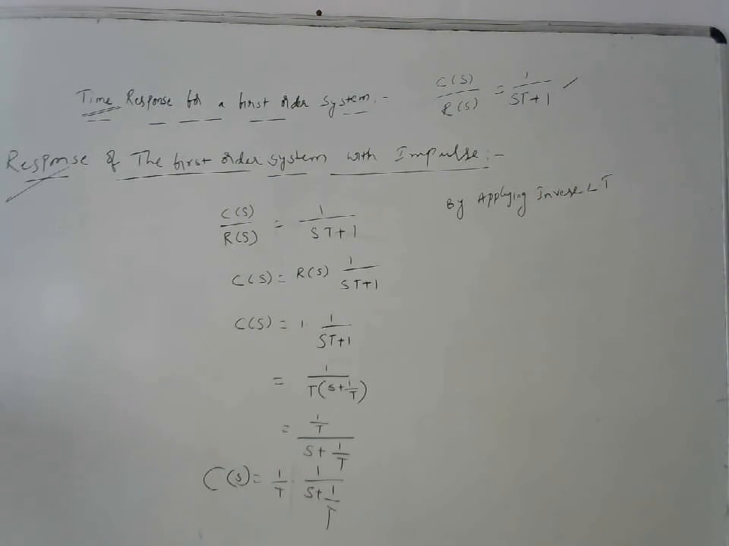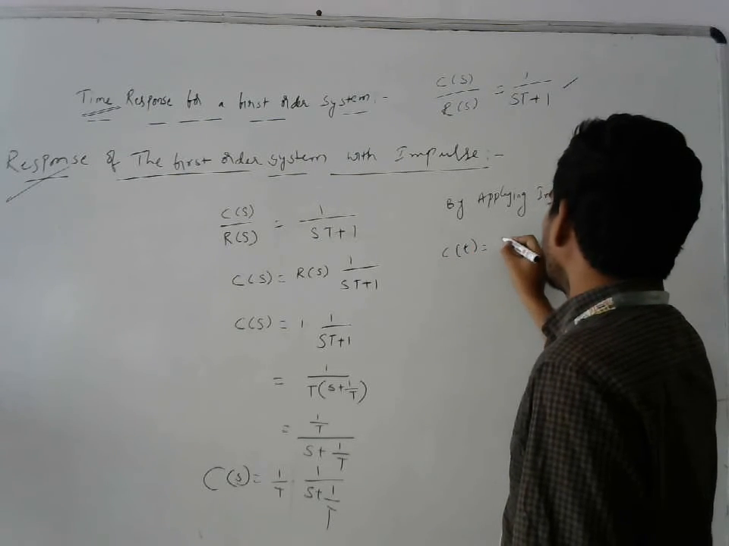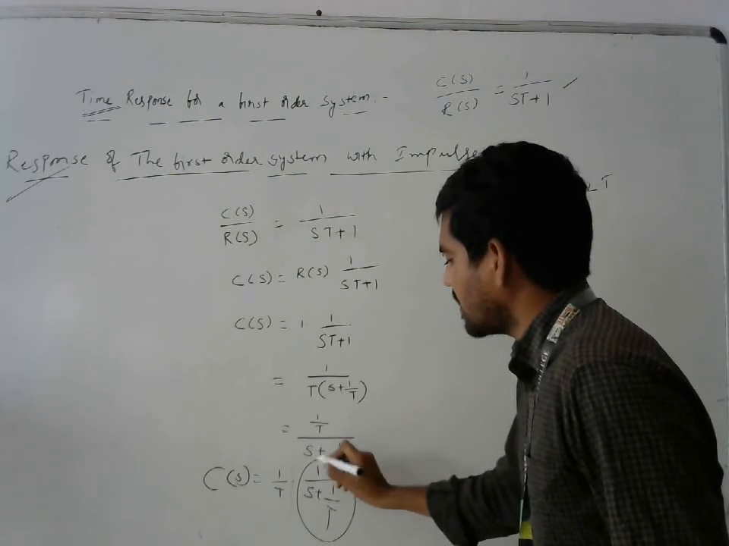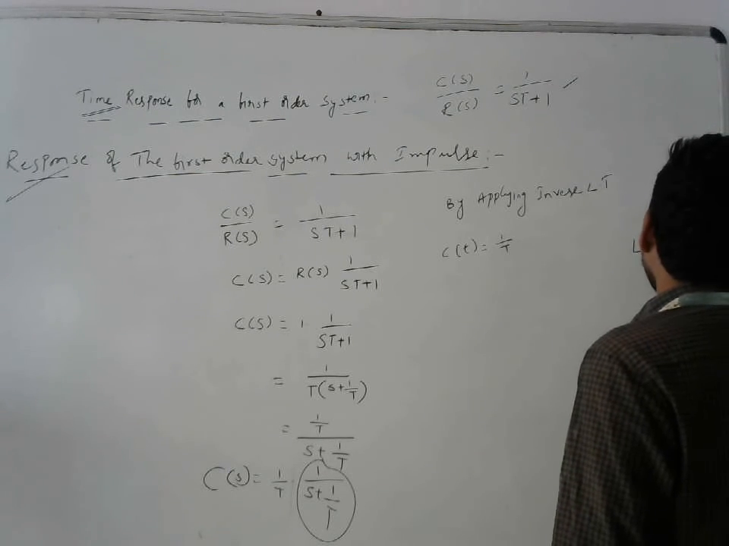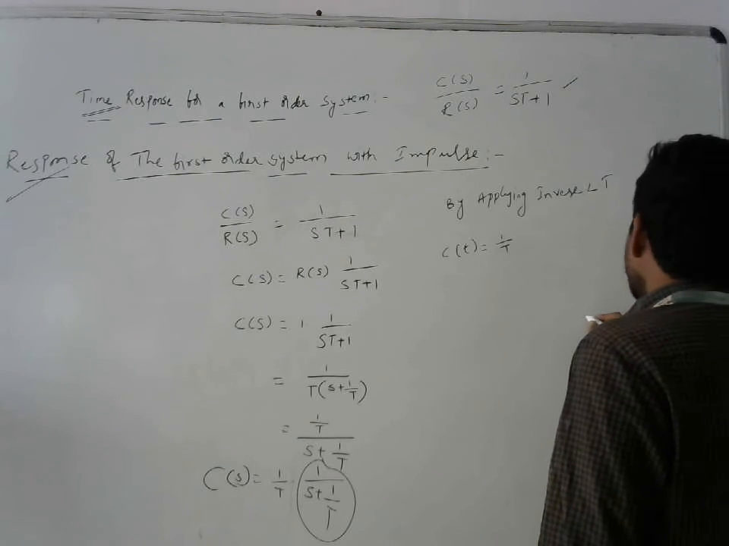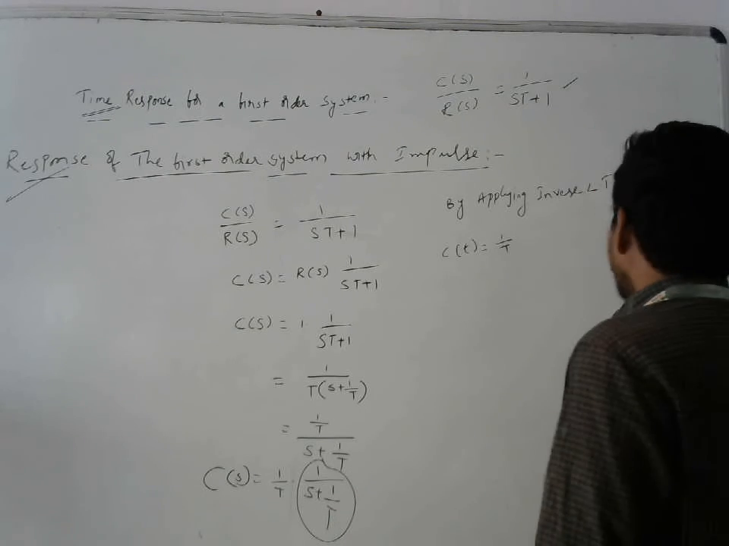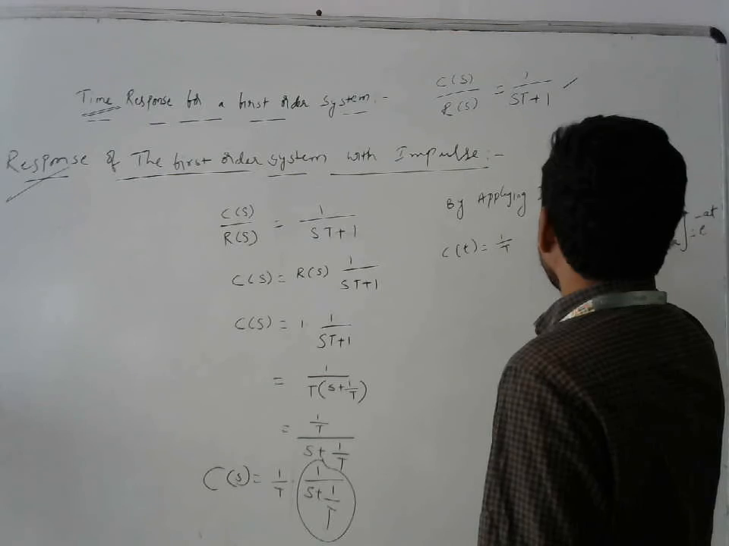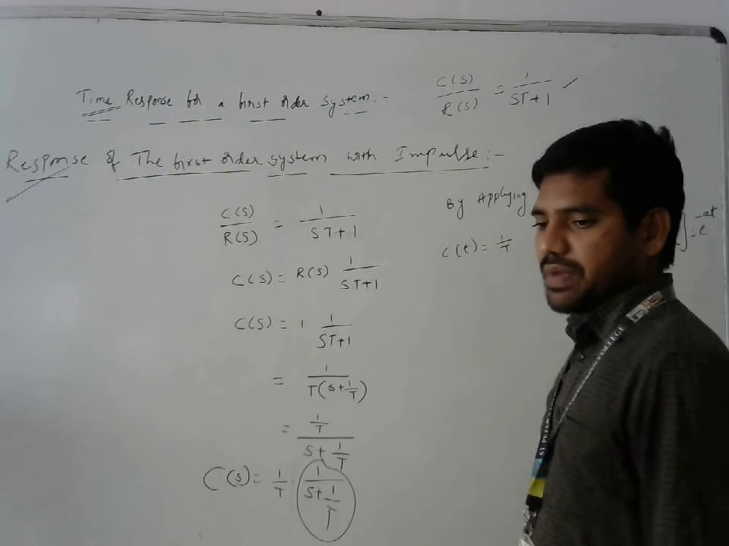By applying the inverse Laplace transform, what are we going to get? C of t is equal to 1 by T into the inverse Laplace transform of this term. Again, this is in the form of the Laplace transform of 1 by s plus a is equal to e power minus at. Here, in the place of a, we have 1 by T. So we are going to get e power minus t by capital T.